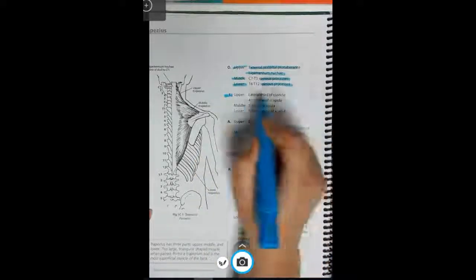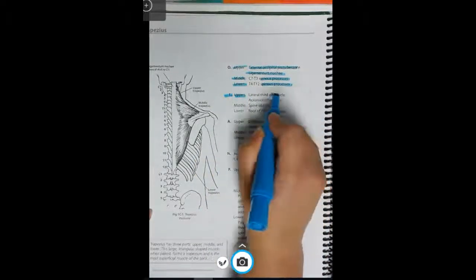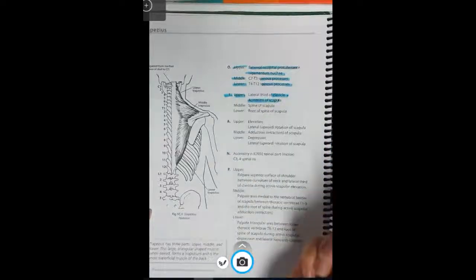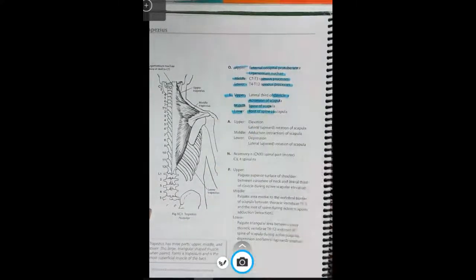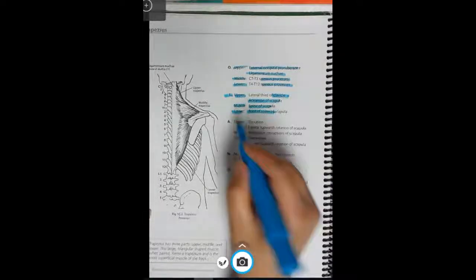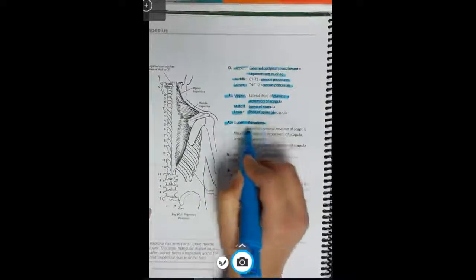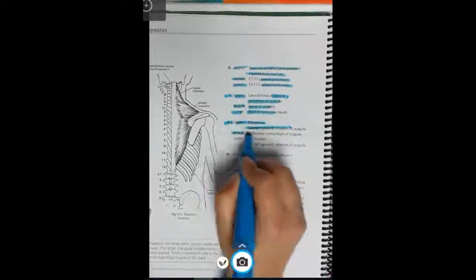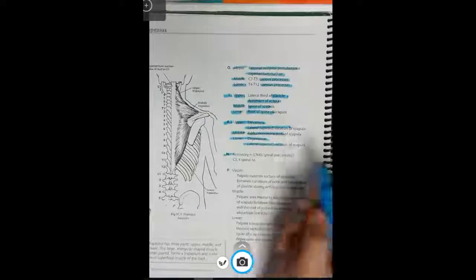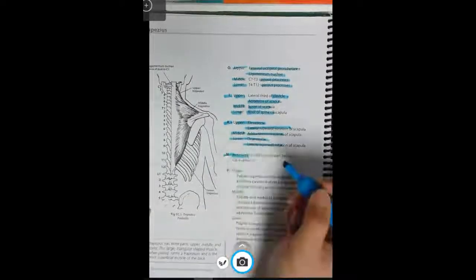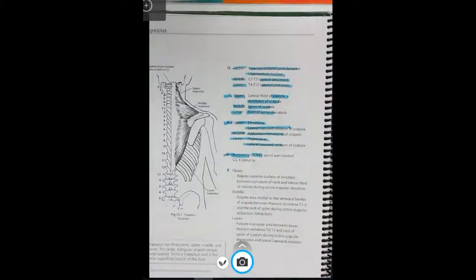For the insertion, the upper trap goes to the clavicle and to the acromion. Middle is to the spine of the scap, lower is to the root of the scap. Okay. You need to know all the actions, so everything is included here as far as actions go. For the nerve, know that it's accessory nerve and cranial nerve 12.